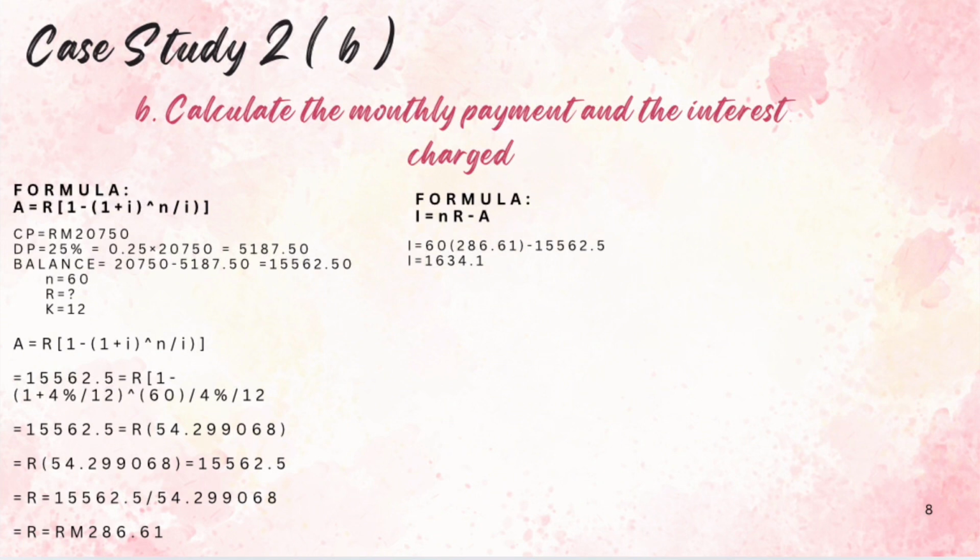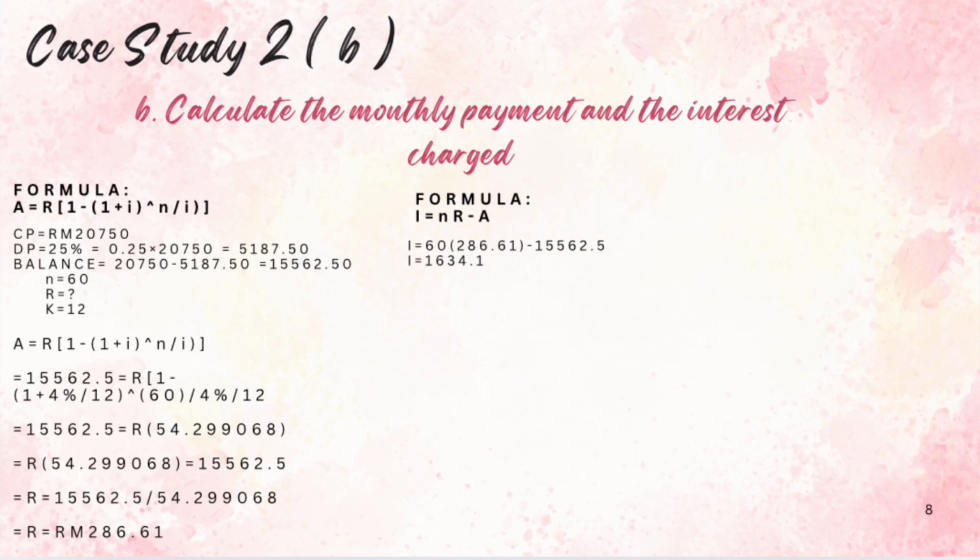Next, we make the same formula with R big bracket 1 minus small bracket 1 at I close bracket negative power n per I close big bracket. So A is 50,562.5 equal to R large bracket 1 minus small bracket 4% every 12 close bracket negative power 60 every 4% every 12 large close brackets. Next, 50,562.5 is equal to R, and the answer we calculated before in parentheses we put next to R, 54.29906 in parentheses, and we move everything on the right to the opposite side. Then R bracket 54.29906 close the bracket equals 50,562.5.